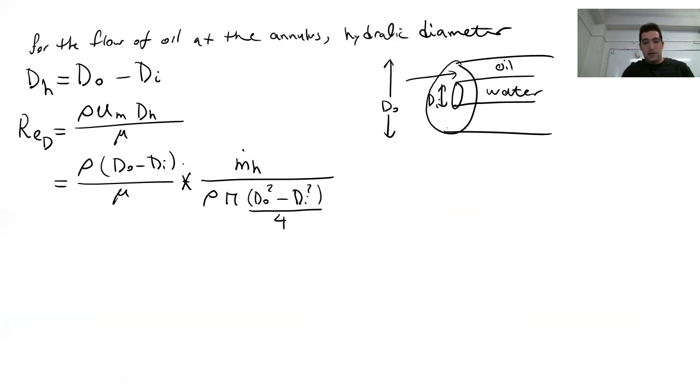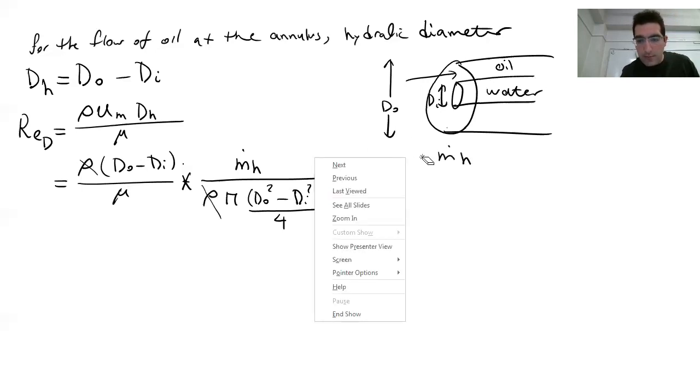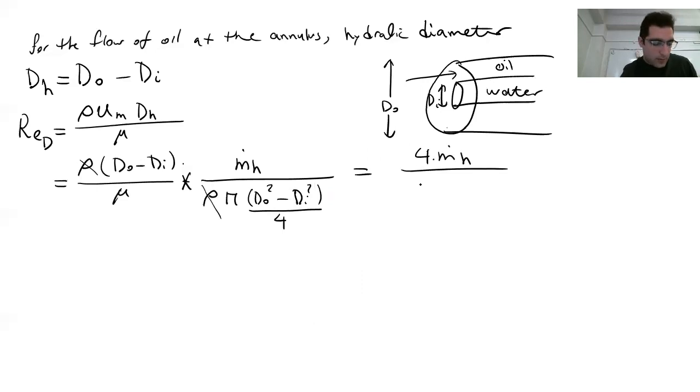So for this case, it becomes pi times, instead of D squared, we have D outer squared minus D inner squared as a hydraulic square, divided by 4 based on definition. So really you can go ahead and cancel this out. At the end you have 4 times m dot h divided by pi (dO plus dI) times viscosity. So this and this reduce to dO plus dI.